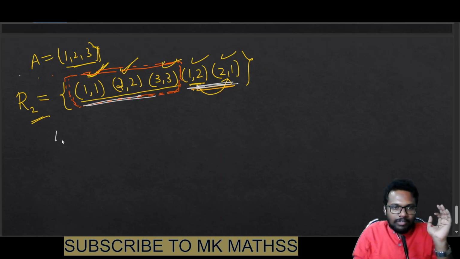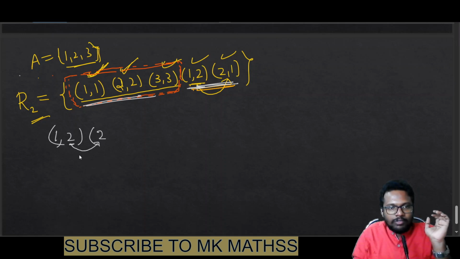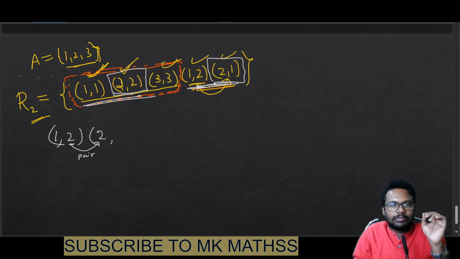So now I consider 1 comma 2, and we have to find a pair. Now the pair ends with 2 and we have to find a pair which starts with 2. We have two ordered pairs. One is 2 comma 2 and another one is 2 comma 1. So we have two ordered pairs which start with 2. I already told you, please neglect this ordered pair 2 comma 2. If you get a pair 2 comma 2, neglect it.